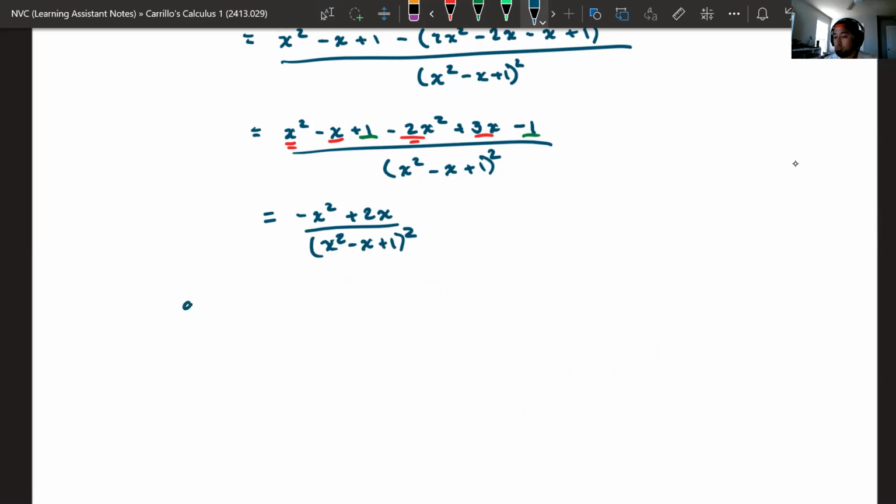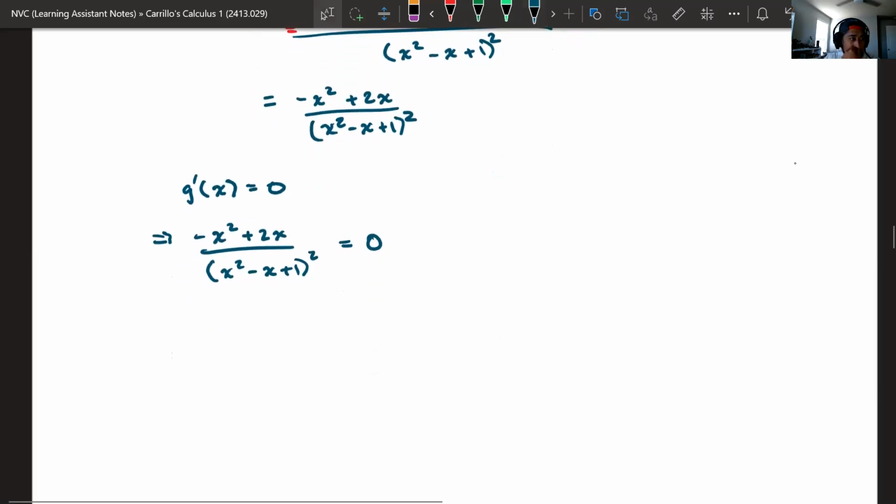Now I set g prime of x equal to 0, which means we have negative x squared plus 2x over x squared minus x plus 1 squared, and set that equal to 0. And now we can start looking for our critical numbers.